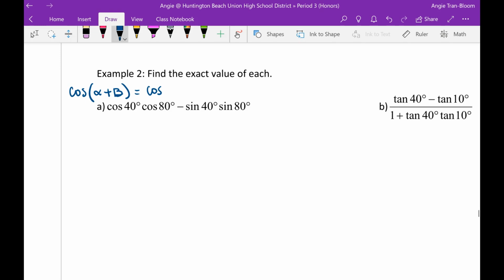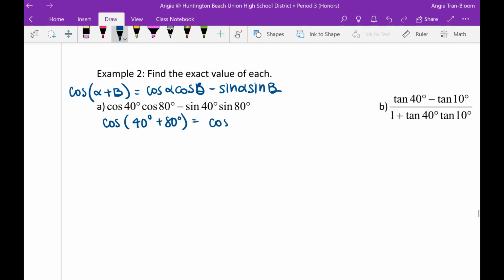Okay, all right. Sorry. Chanel, cosine alpha plus beta is? Cosine alpha times cosine beta minus sine alpha sine beta. Do you guys agree? Okay. So this is a sum of two angles. Solution was right. Go and do cosine of 40 degrees plus 80 degrees.